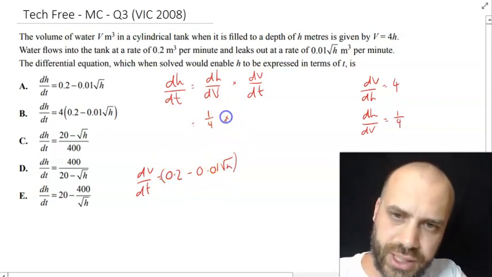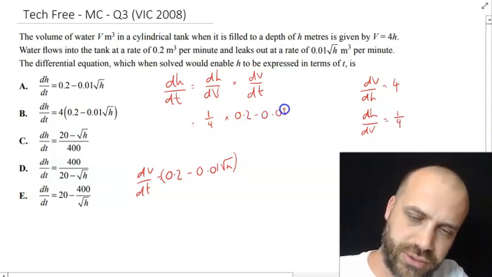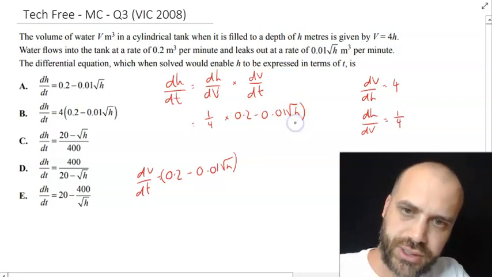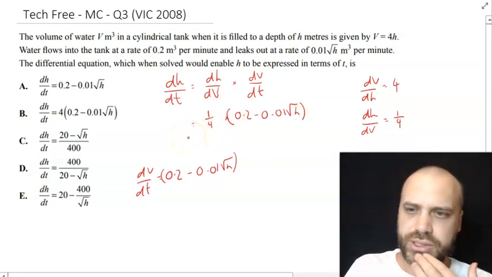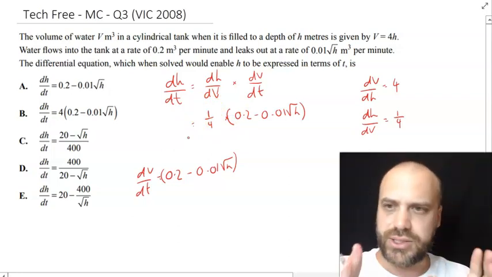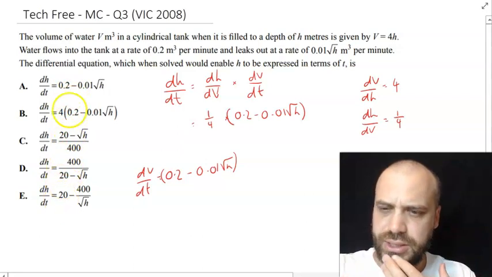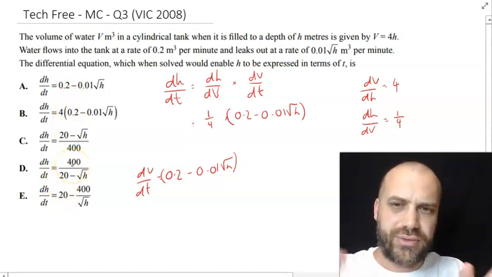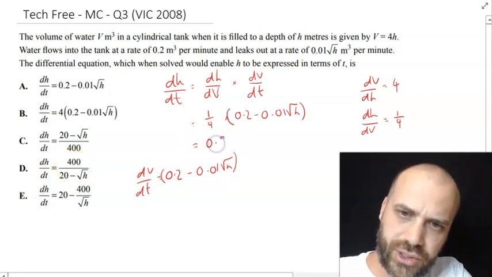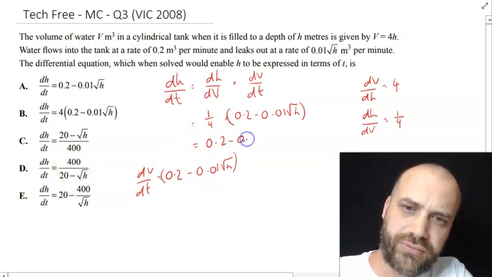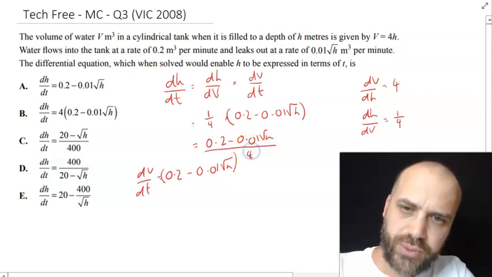So I'm going to put that in there, 0.2 minus 0.01 root h. And then that's being multiplied by 1/4. So that's what I think my answer is. Now the problem is that I don't see anything that's neatly that. Not to worry though, let's write it just slightly differently and see if we can find something that leads us where we want to be.